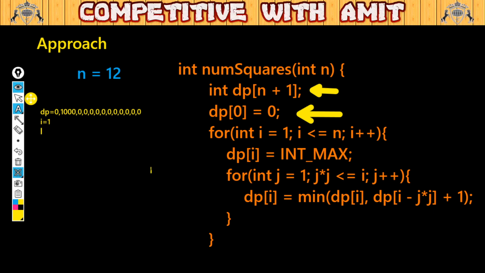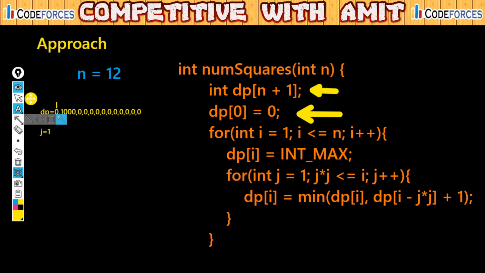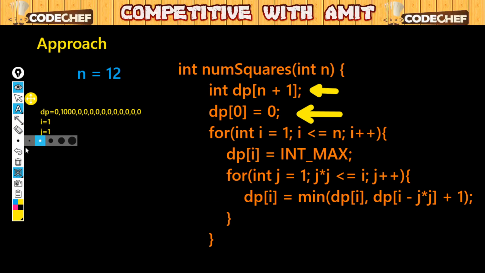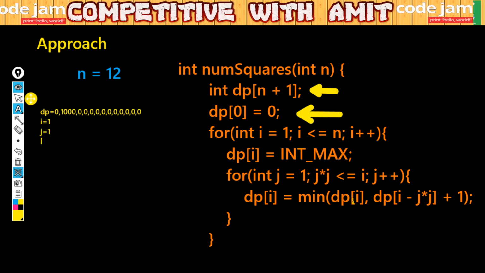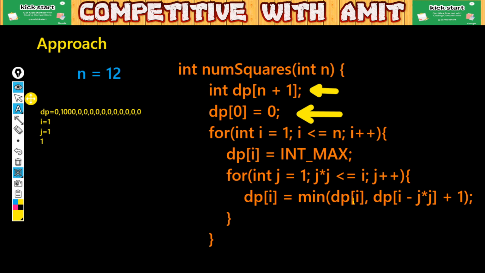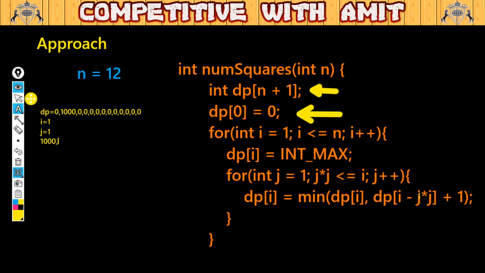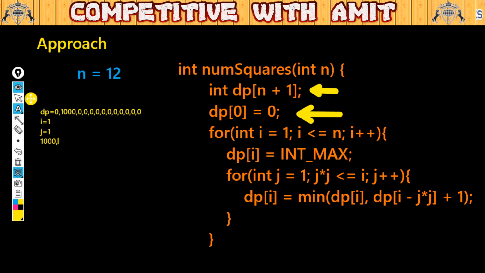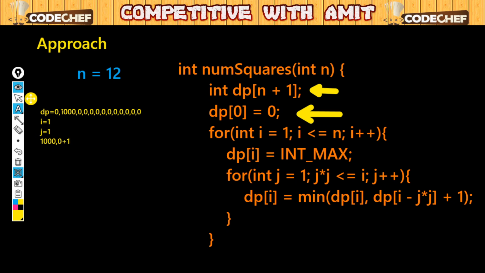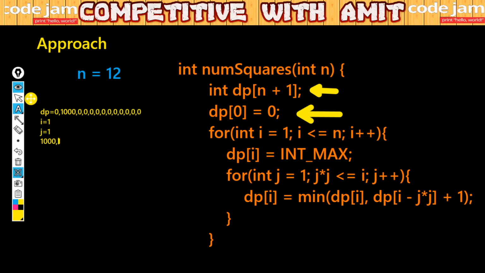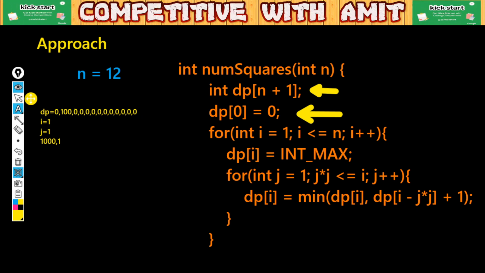Now we'll take j equals 1. Now we'll check dp's i index, meaning this dp's index 2. We check whether the minimum is this 1000 or dp's i minus j into j, meaning i minus 1, this 0 plus 1, so it becomes 1. So we'll check the minimum. The minimum is 1, so we'll assign that value here.